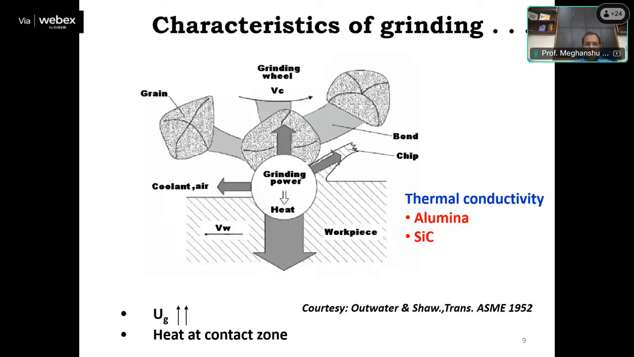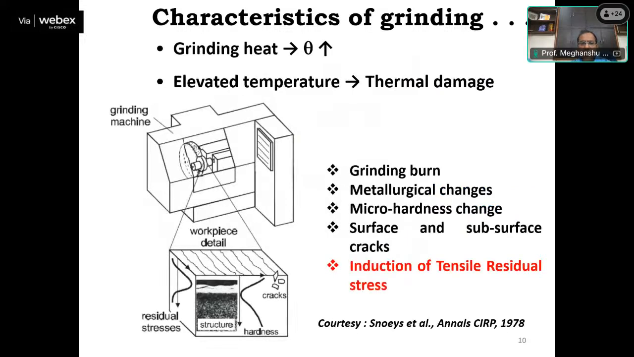If this significant amount of heat is transferring into the workpiece, what will happen? This figure indicates a grinding operation, and the rectangular block has some information in terms of microstructure, crack, hardness variation, and residual stress.